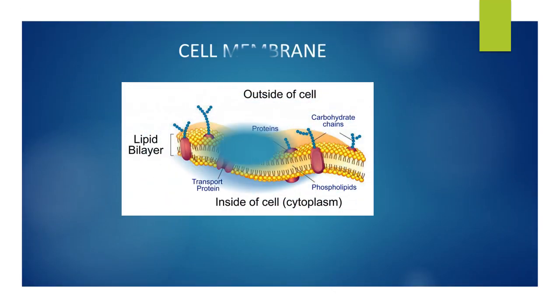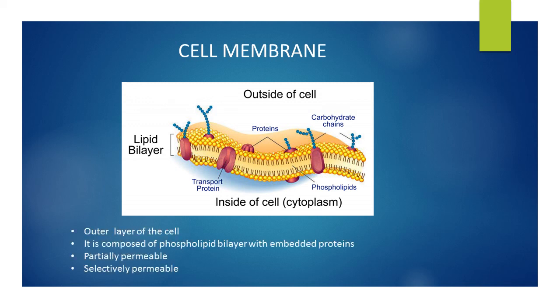Now let us identify those components of the cell one by one. First, cell membrane. It is the outer layer of the cell. It is composed of a phospholipid bilayer with embedded proteins. This forms a boundary between the cytoplasm and the outside of the cell. Some chemicals can pass into the cell and others can pass out of the cell. Therefore, we call this membrane a partially permeable membrane.